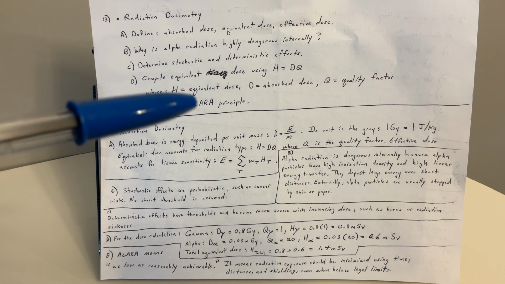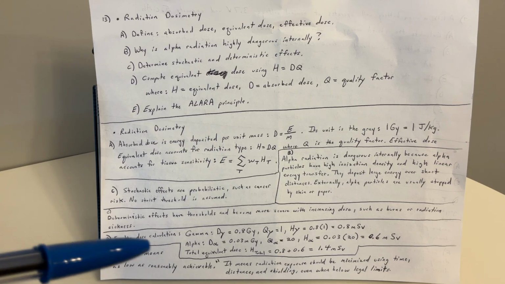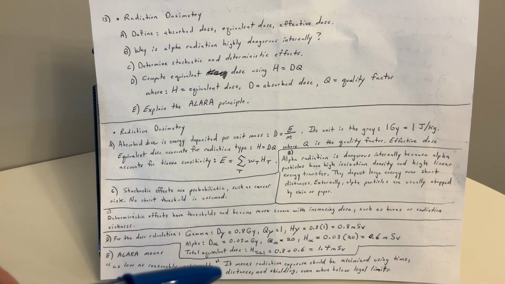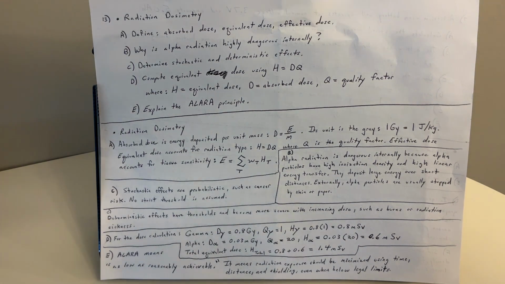Okay, and explain the ALARA principle. ALARA means as low as reasonably achievable. It means radiation exposure should be minimized using time, distance, and shielding even when below legal limits. Okay, and let's move along.